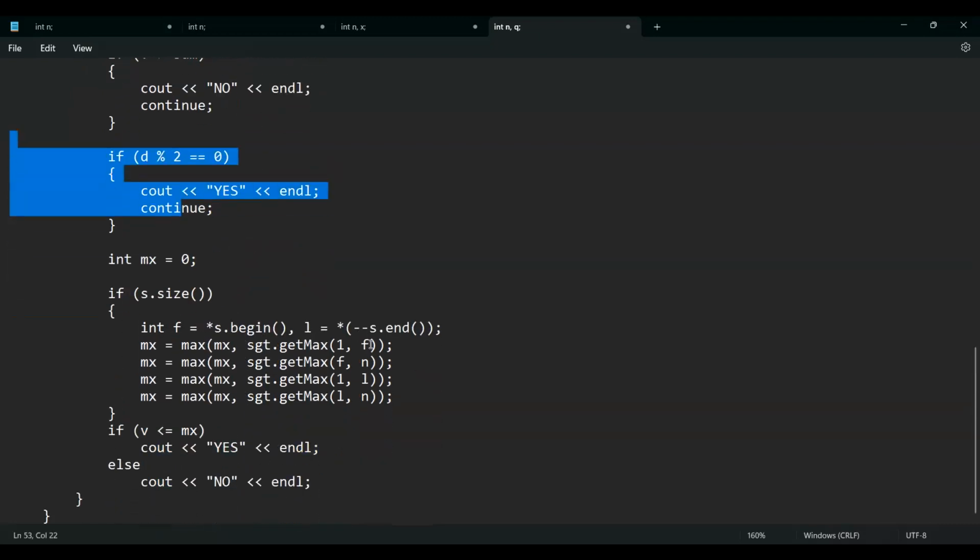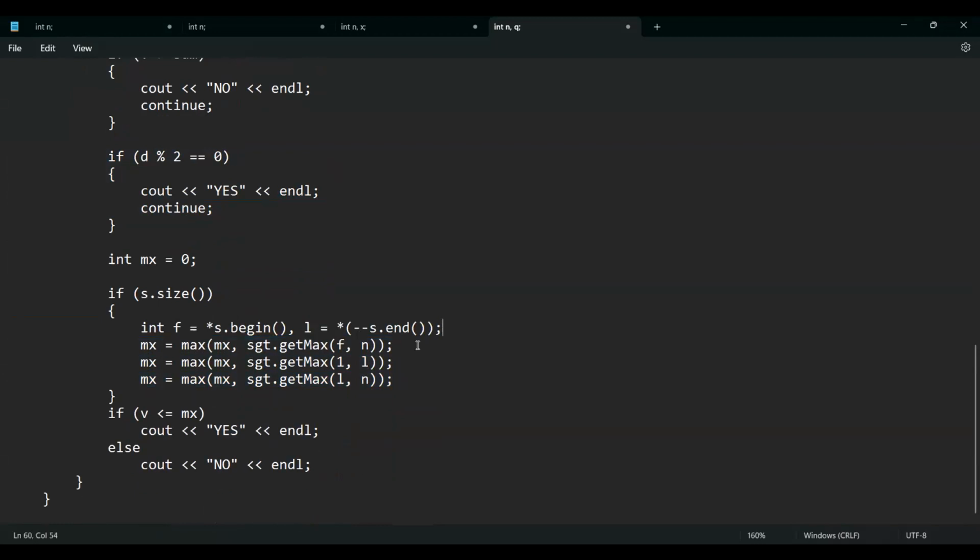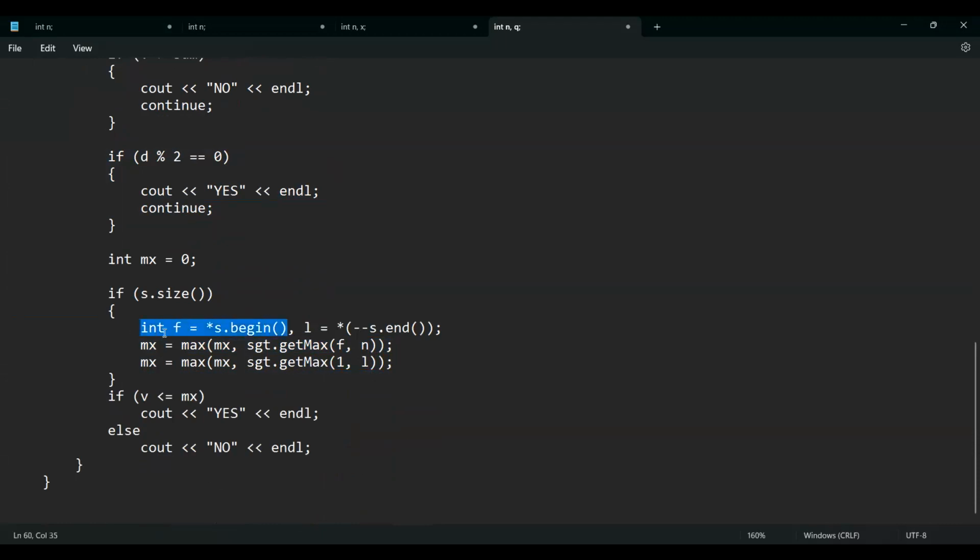Otherwise, find the maximum between, you don't have to find between 1 and f. It will get included between 1 and L only. And similarly, you don't have to find between L and N. So this is your first position, the first index of your F, and this is your last position of index 1. So find the maximum of these two. If v, that is the sum that you want, is less than or equal to mx, print yes, otherwise print no. Is it clear?